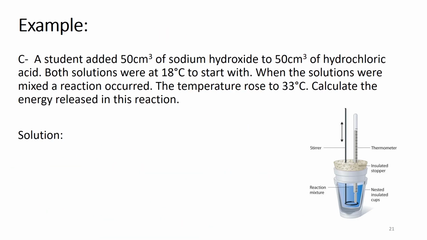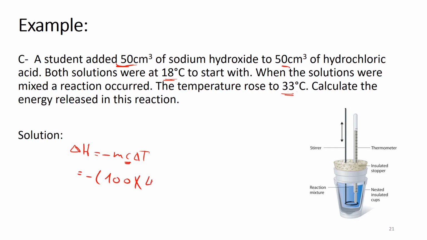Now let's look at this example. A student added 50 cubic centimeter of sodium hydroxide to 50 cubic centimeter of hydrochloric acid. So this is a neutralization reaction. Both solutions were at 18 degrees centigrade at the start of my reaction and the temperature rose to 33 degrees centigrade. Calculate the energy released of this reaction. So again delta H is equal to minus MC delta T, and in that case the M would be the mass of both solutions. This means 50 plus 50, which is equal to 100.